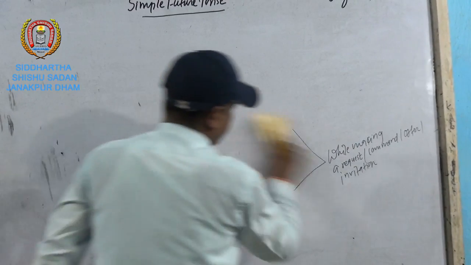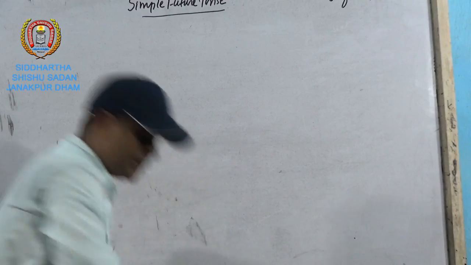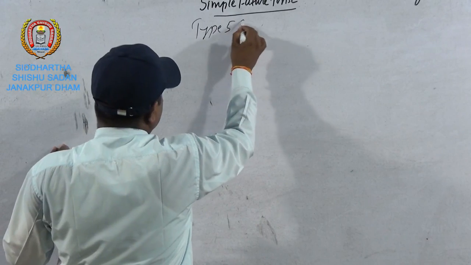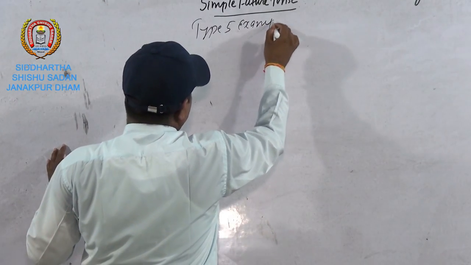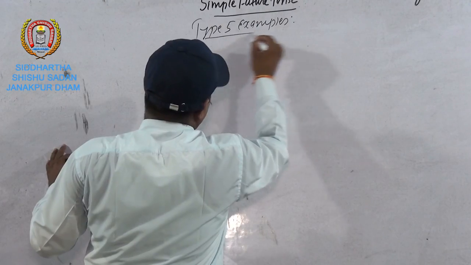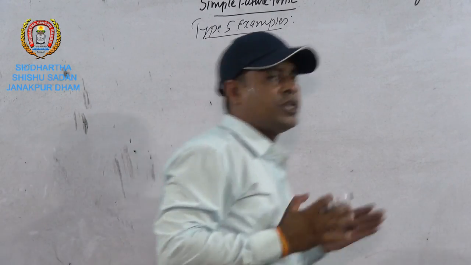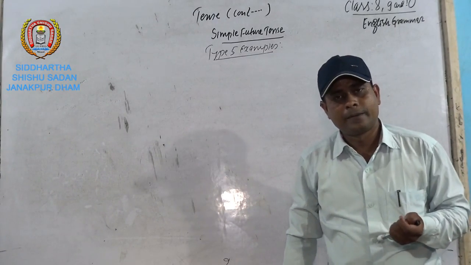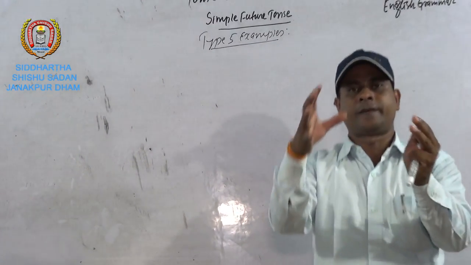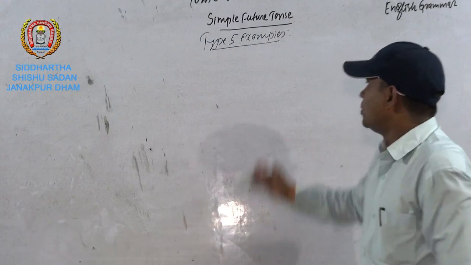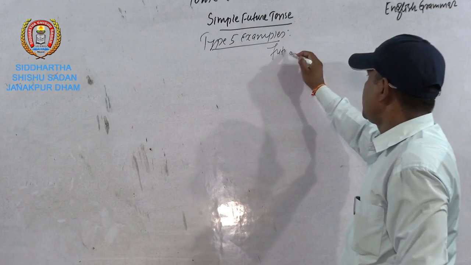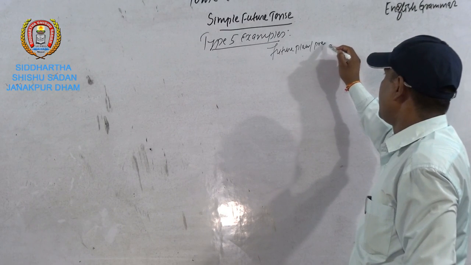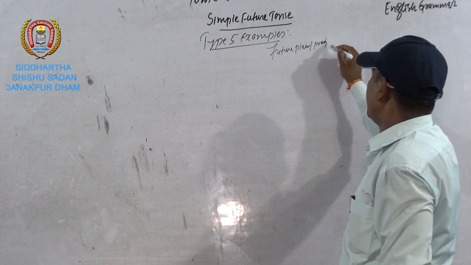Type 5 examples. In this type 5 examples, we'll compare the simple future tense with simple present and present continuous tense too. We'll see a comparative study. And you will discuss here under future plan and program.